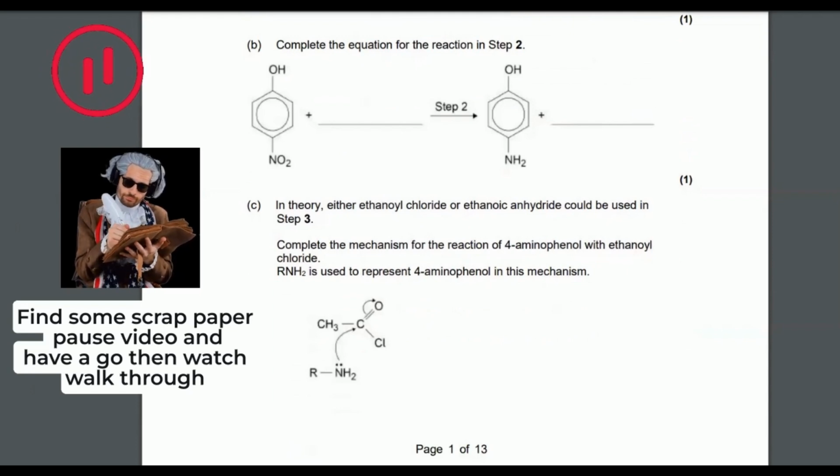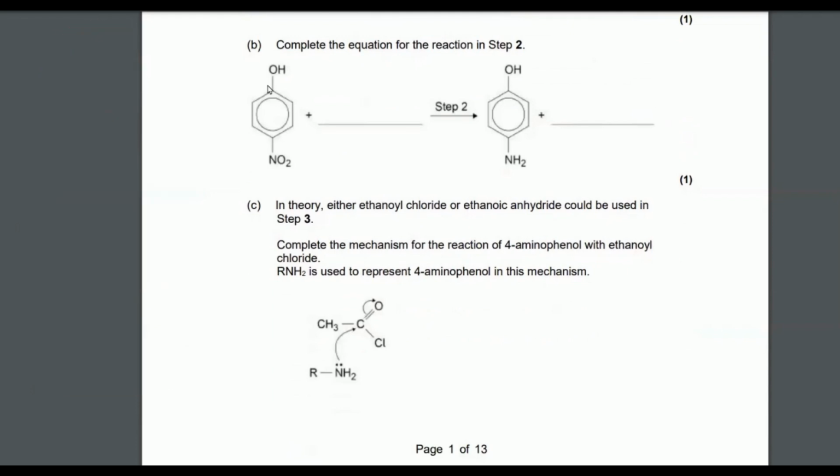Okay, so in this part B, we need to complete the equation for the reaction in step 2. And you've got 4-nitrophenol here at the start. So the nitro group's not as high priority as the hydroxy, so it's called 4-nitrophenol. And then it forms 4-aminophenol. Again, the amino group's not as high priority as the hydroxy.